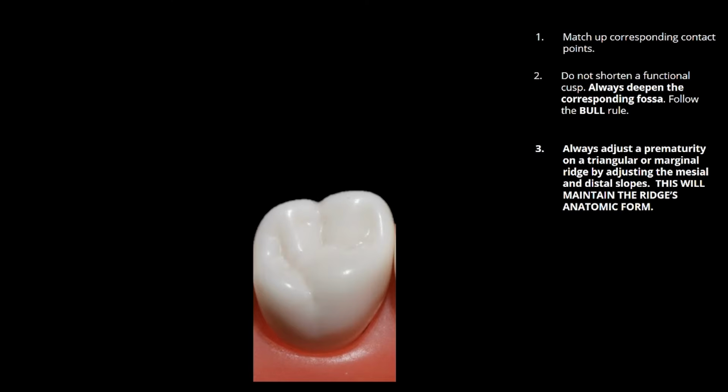So the third principle that we're talking about here is whenever you have a contact that occurs on the incline of a ridge here, you don't really want to take a bur and just go ahead and flatten that out. Rather, what this principle is talking about is you want to come from the mesial and distal of that contact point and try to maintain the anatomic form of that incline. So instead of taking your bur and just wiping that straight flat, you want to adjust the mesial and distal slopes here. So this maintains the ridge's anatomic form.